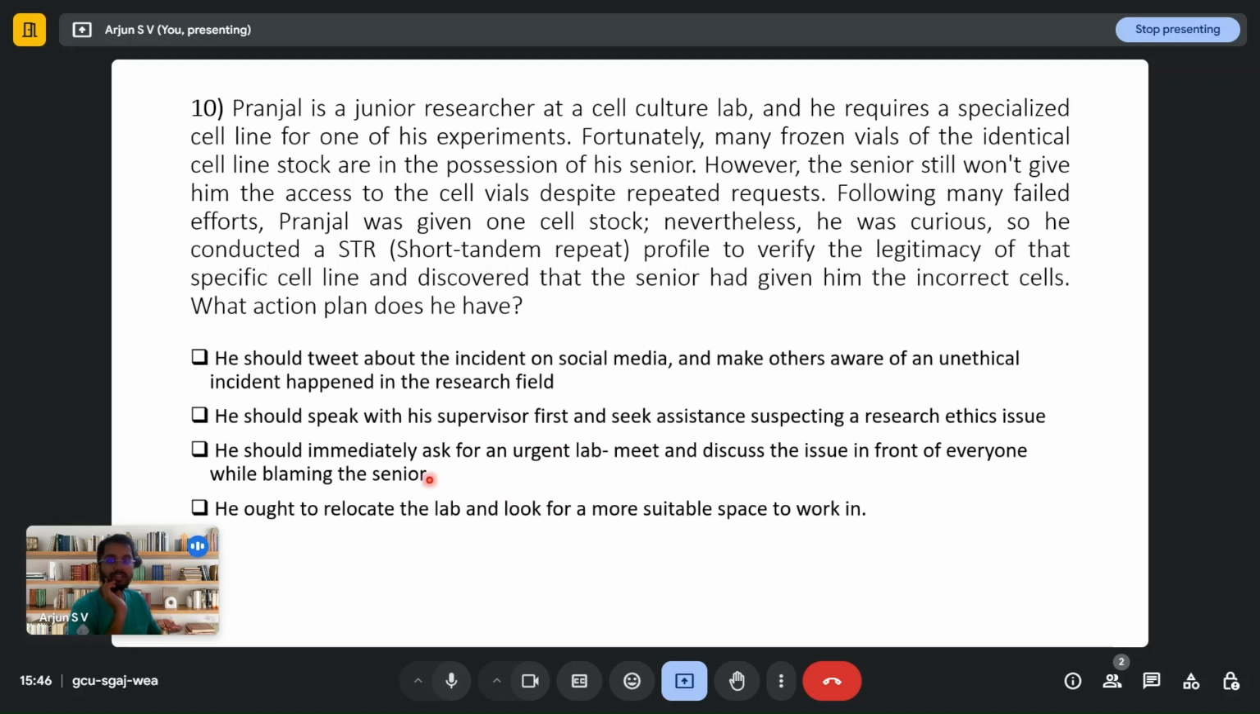The correct answer for this is simple theoretical. So he should discuss with the supervisor first and seek assistance from him, so that the supervisor will talk to the senior. If the senior had accidentally given the wrong cell line to him, then it will not be a research ethics issue. But if the senior had purposefully given the wrong cell line to him, it will be a serious research ethics issue. So the correct answer would be he should speak with the supervisor first and seek assistance, suspecting a research ethics issue.